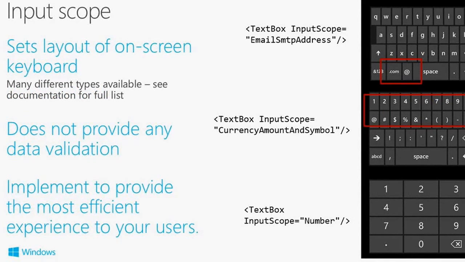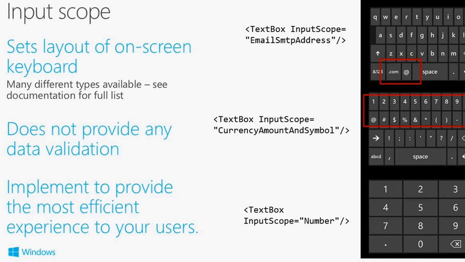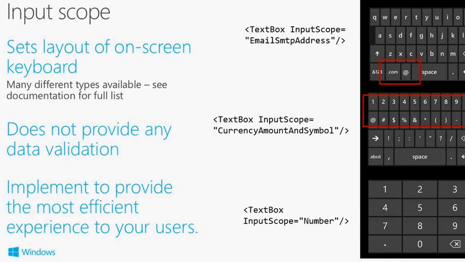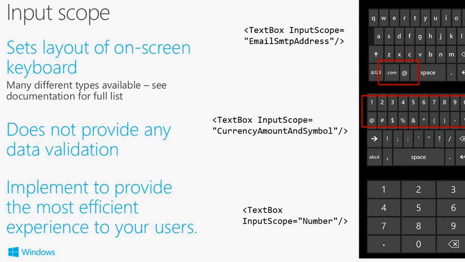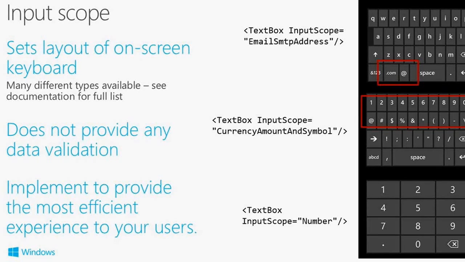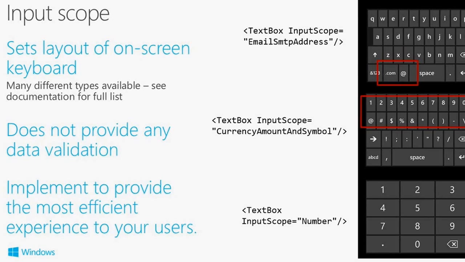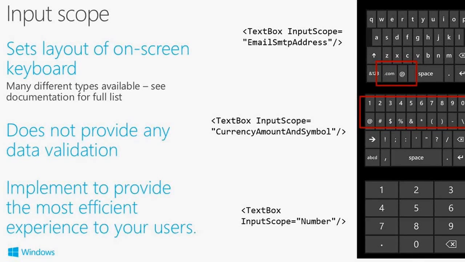Input scope is one of the properties you can put on a text box, which influences the particular keyboard the phone shell will display for you. In the top example, you've got a text box with input scope equals email SMTP address. What it does is add characters onto the keyboard, right up there, that are commonly used in email addresses. The next one is currency amount and symbol. There are about 20 of these different input scopes, a couple dozen. Yeah, there's quite a few.